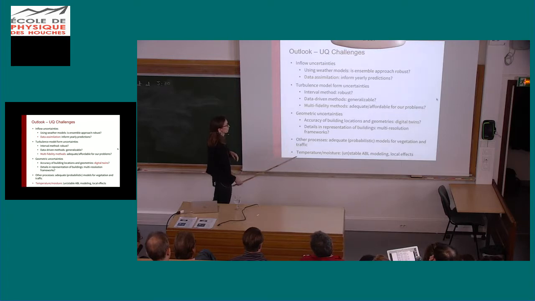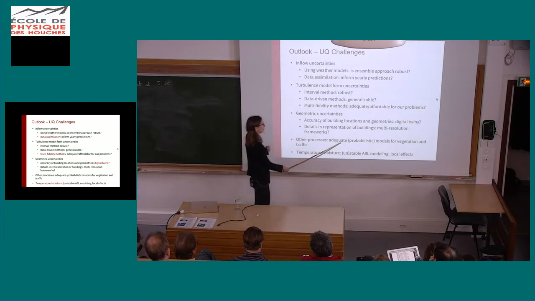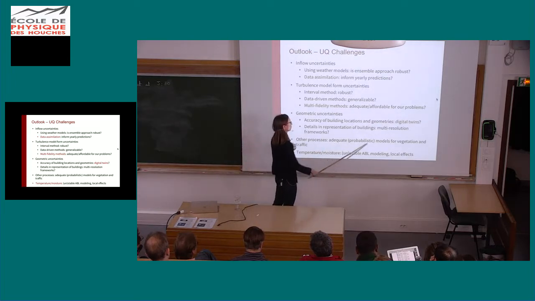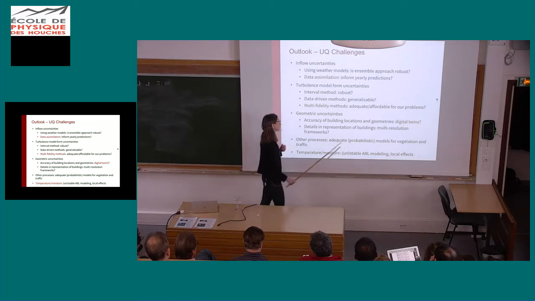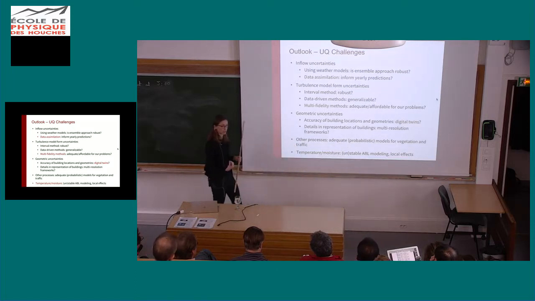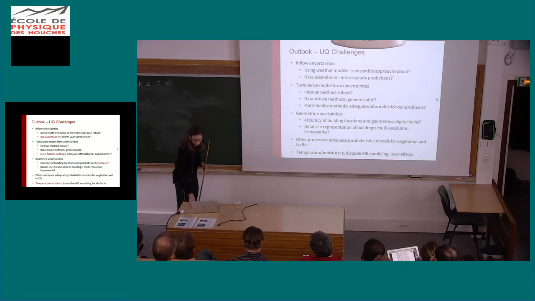A lot of other processes, some of which were touched on this morning, need adequate models, such as vegetation and traffic. I think going to probabilistic models there would be very interesting, because we know we can't get that answer right either, so we should get some sort of uncertainty out of these models. And then, including temperature and moisture effects is something that we haven't started to do, and it's definitely important for some problems.